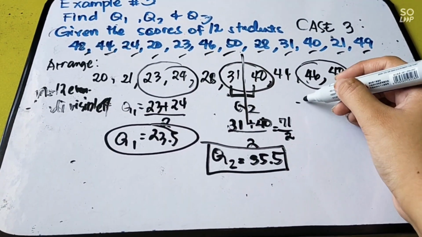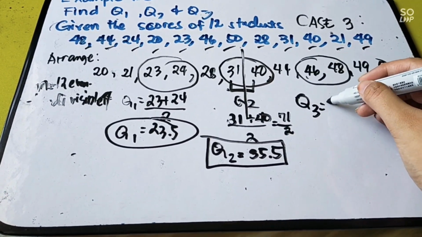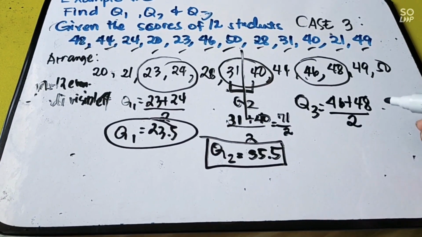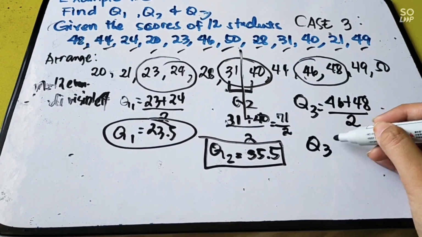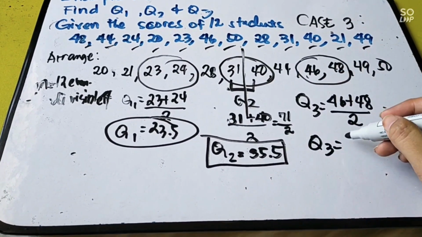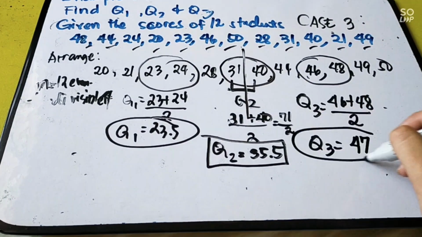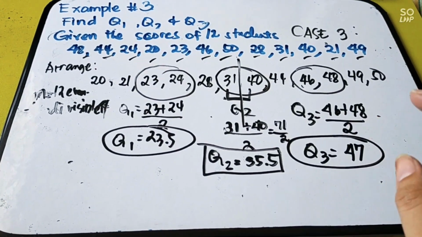Next tayo. Quartile 3. So, 46 and 48. So, 46 plus 48 divided by 2. So, this one, we have quartile 3. Gitna ulit ni 46 and 48. The answer here is 47. Ganun lang po kasimple. Okay? That is for case 3.